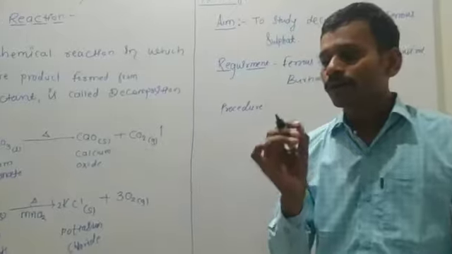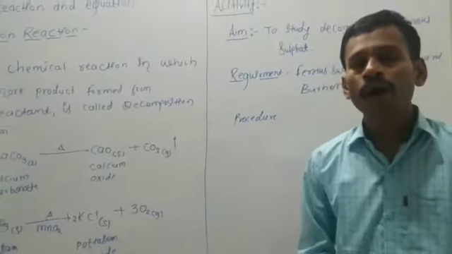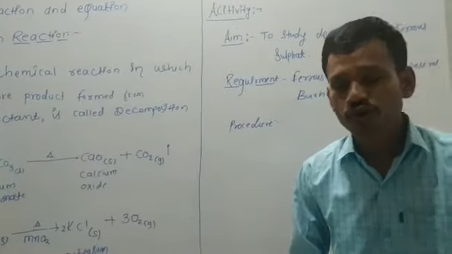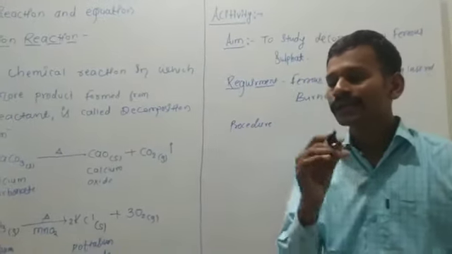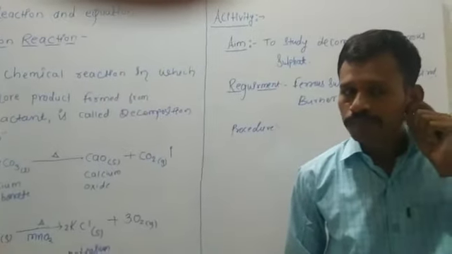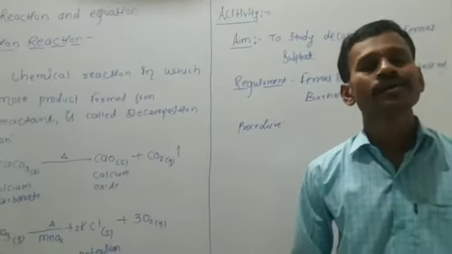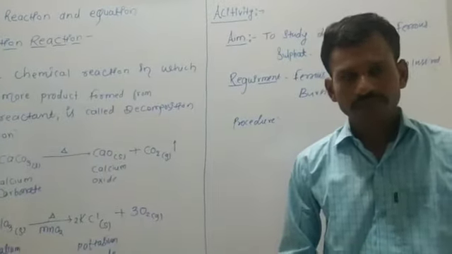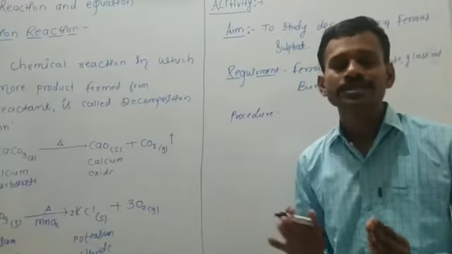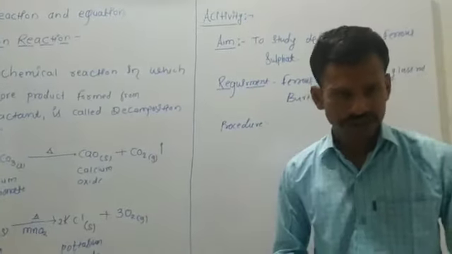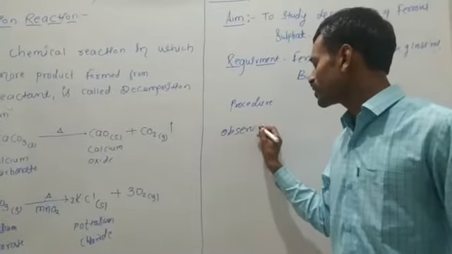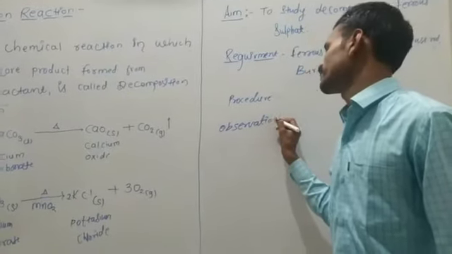After that, note the color of the ferrous sulfate. This point we have also observed. Then heat that boiling tube containing ferrous sulfate. Then we have to study what will happen in this chemical reaction. Procedure, I think you understand. Now in this reaction we will study the observation.